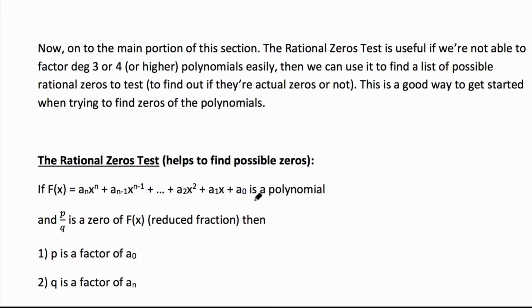So here's how it works. Let's say you have a polynomial written in general form like this. And let's say this fraction p over q is a 0. Then the following is true: the numerator is a factor of the constant term, just kind of handy to know, and the denominator is a factor of the leading coefficient.